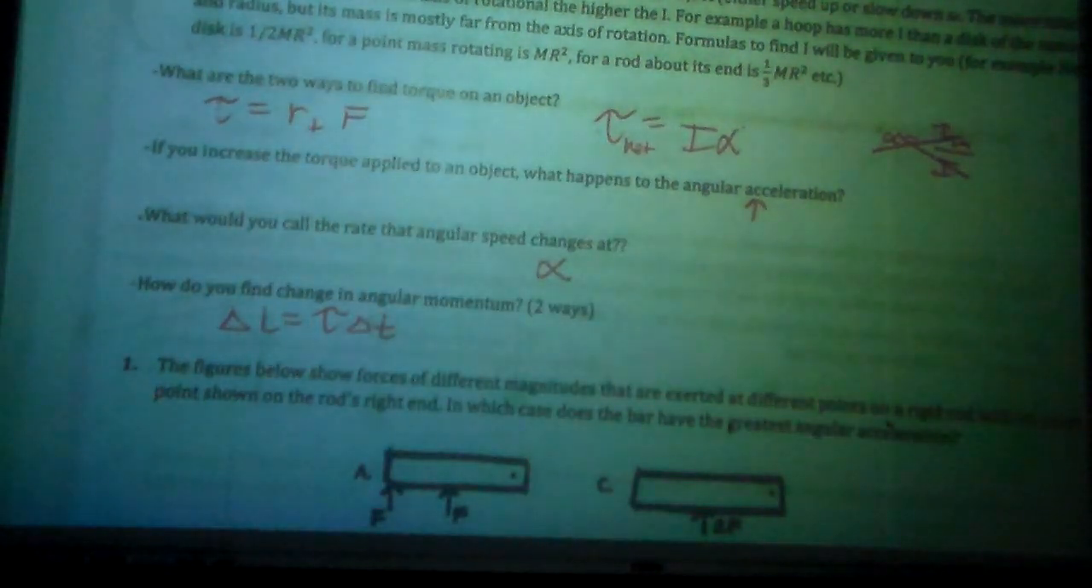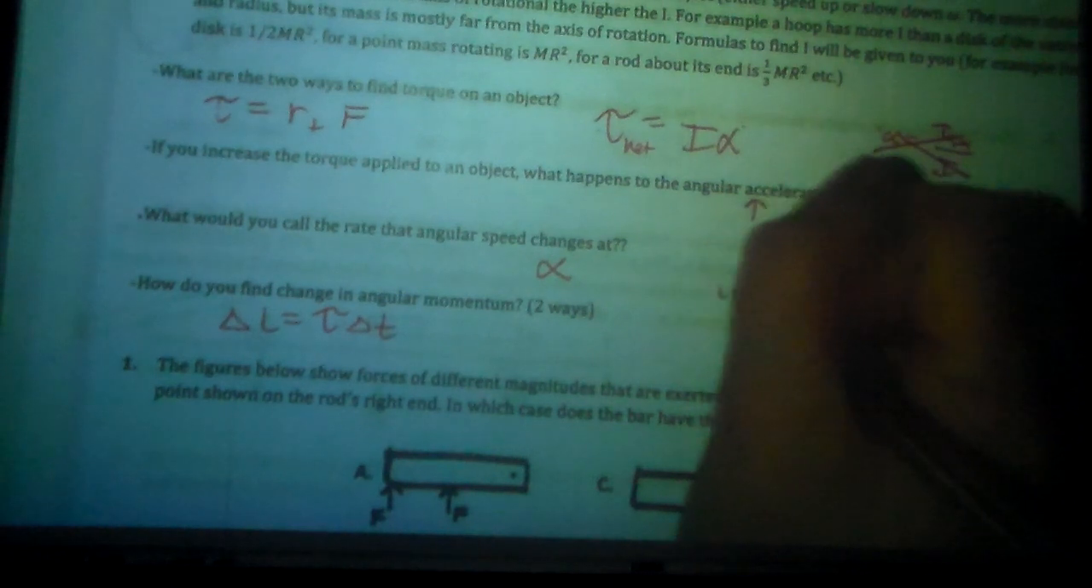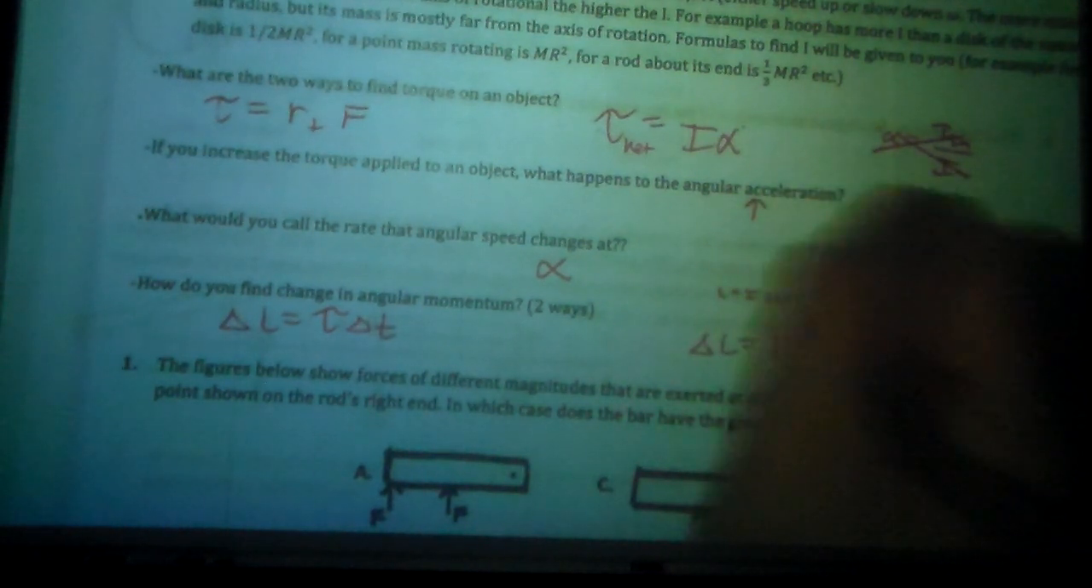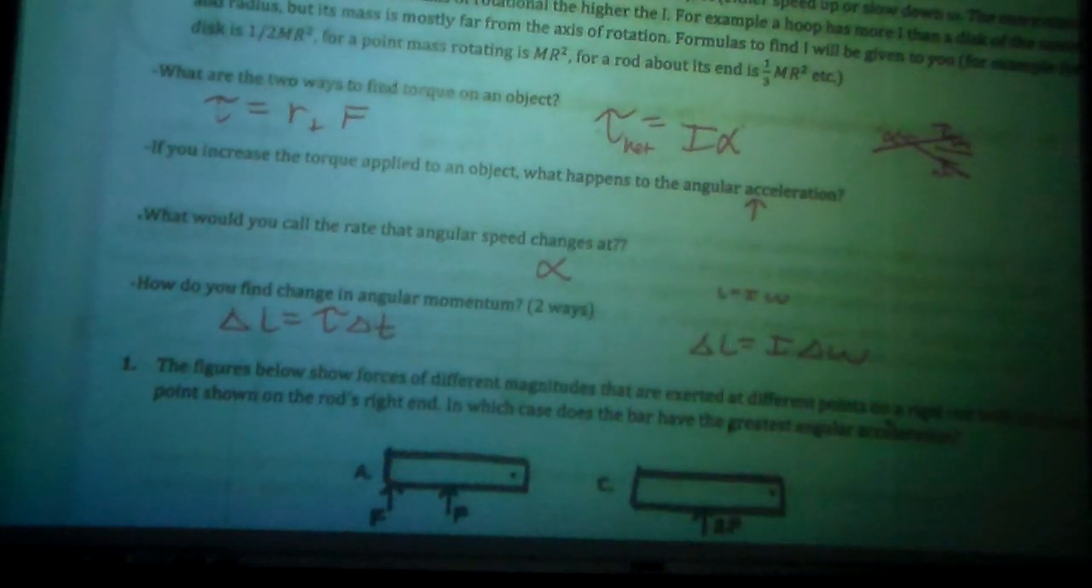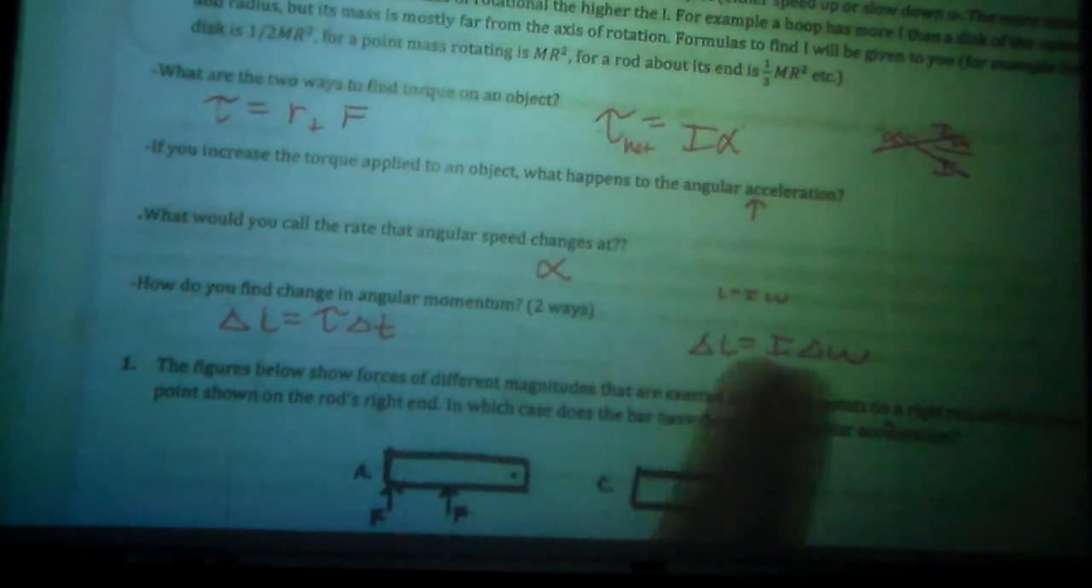To find change in angular momentum, the first equation is on your equation sheet. And then for the second one, if we know L equals I omega, change in L would just be I change in omega. Similar to delta P equals M delta V.